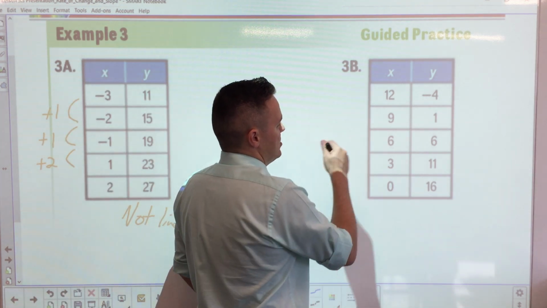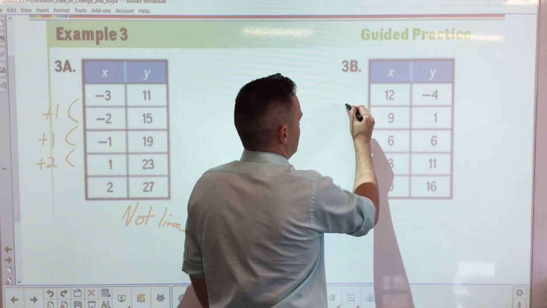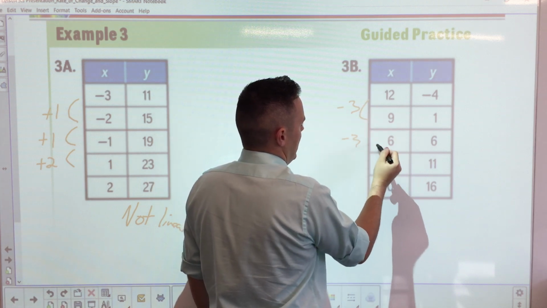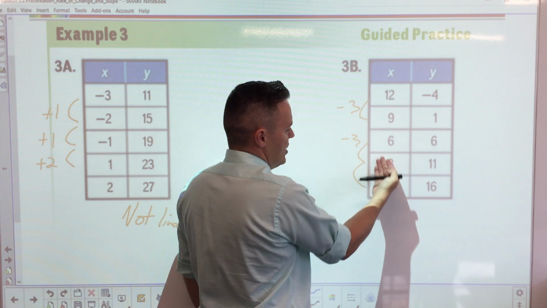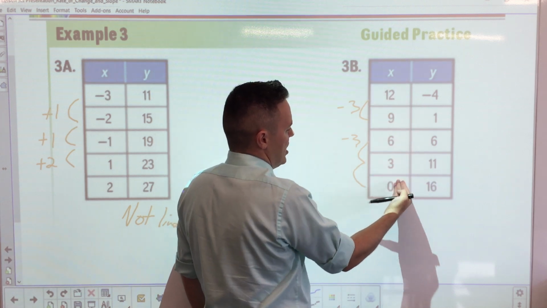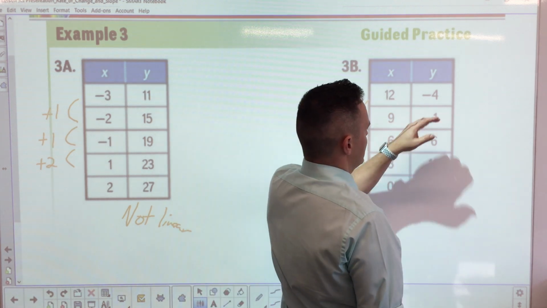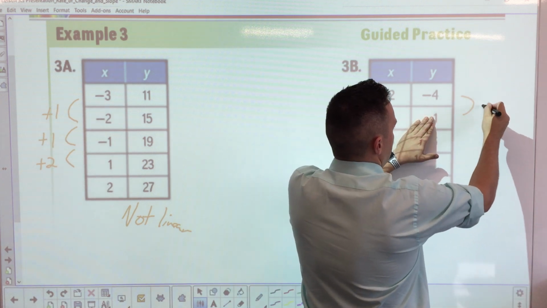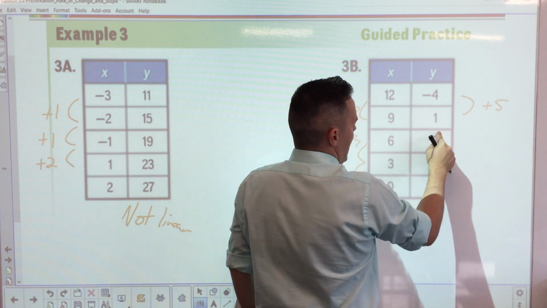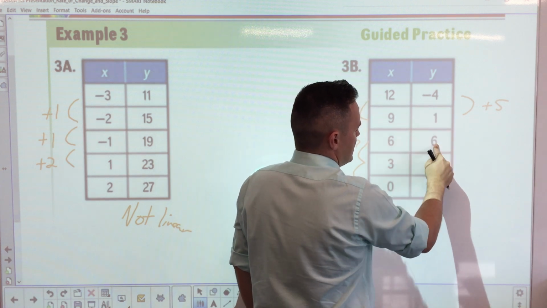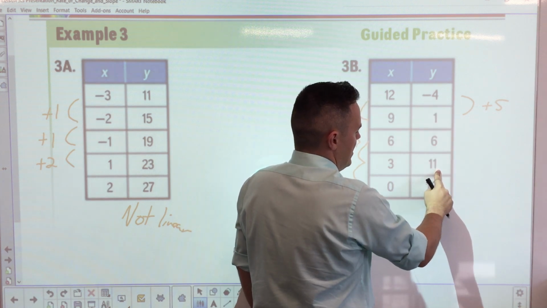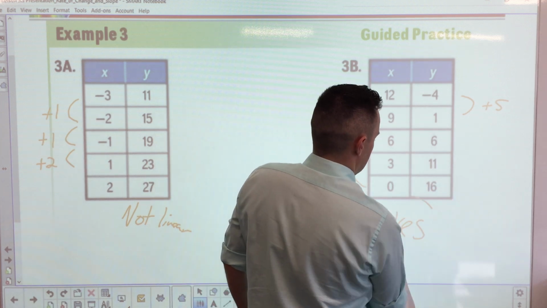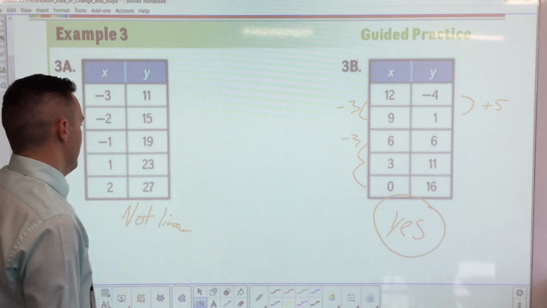All right, so rate of change from here, 12 to 9 is -3, -3, -3, -3. Hopefully you guys see that. If I subtract 3 each time, it's the same thing. All right, this one, if I go from -4 to 1, I'm actually adding 5. Add 5, yep, 5 plus 1 is 6. 5 plus 6 is 11. 5 plus 11 is 16. So ladies and gentlemen, this is a yes. That is a linear function.